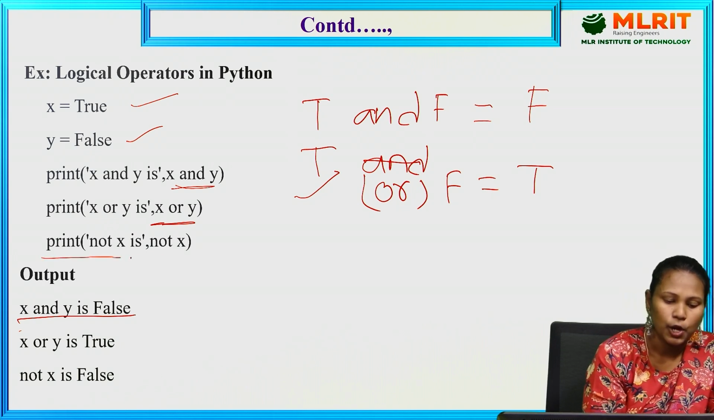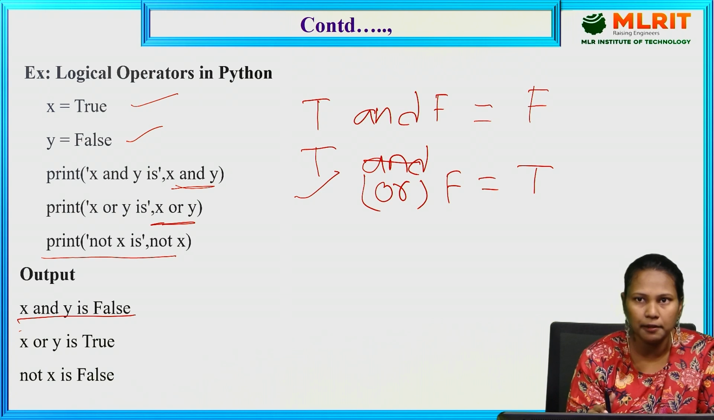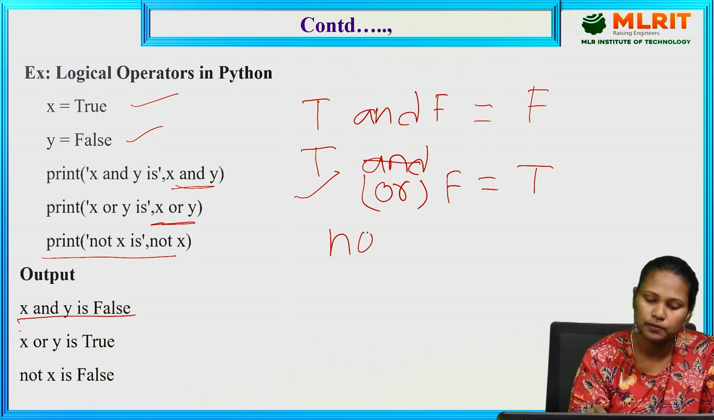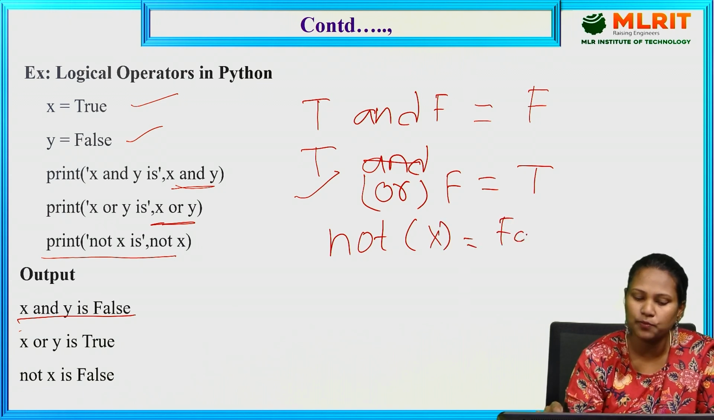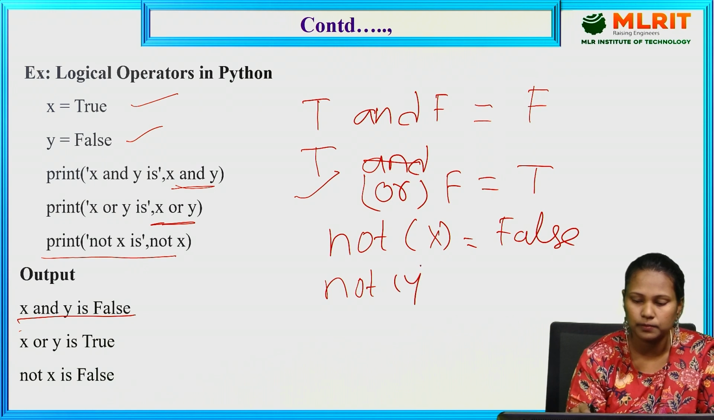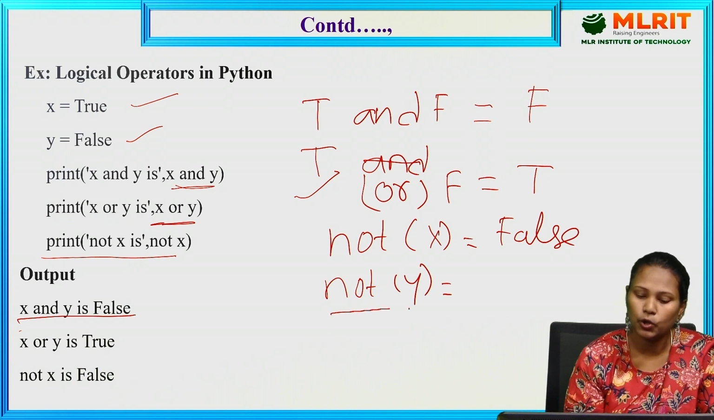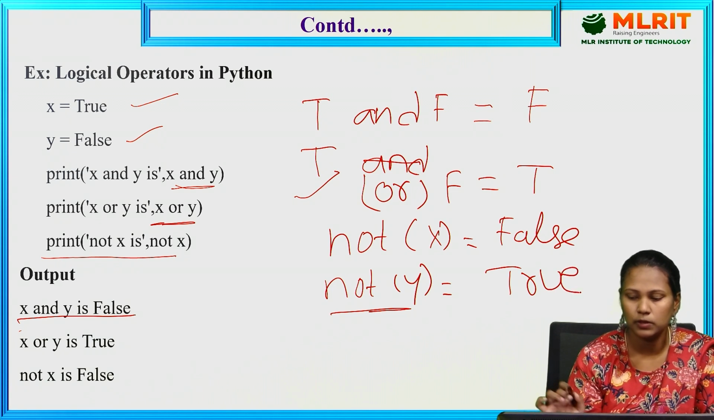Next one, not x. So we are performing it on only one particular variable. Not of x means x is true, so not of x results in false. For example, not of y: y is false, so it results in true. So these are the logical operators in Python.